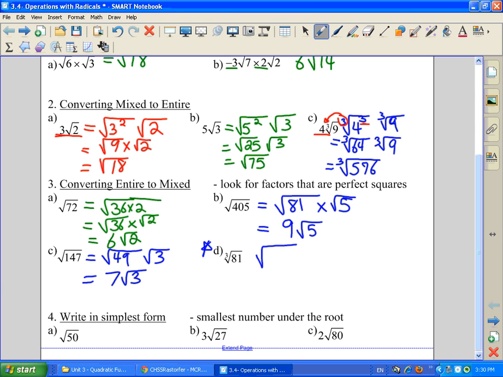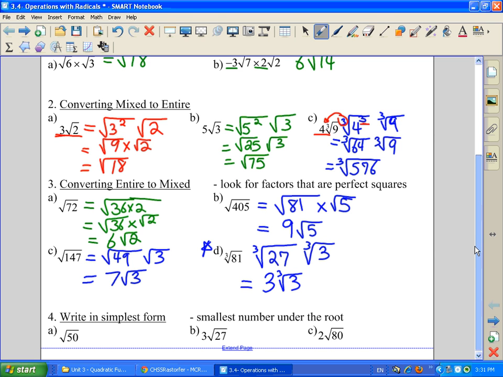So 1 times 1 times 1 is 1. That's not going to simplify. 2 times 2 times 2 is 8, so you're looking for 8. 3 times 3 times 3 is 27, and that, in fact, is one that we're going to use here. So the cubic root of 27 times the cubic root of 3. The third root of 27 is 3, and then we have the third root of 3 left over.